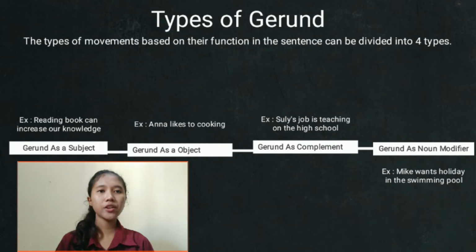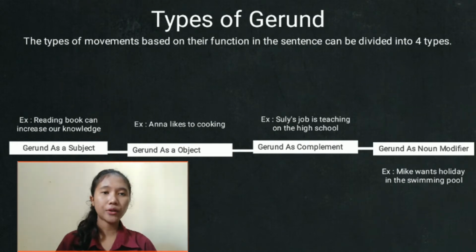The third is gerund as complement. Gerund can also function as a subject complement. A subject complement is a noun that follows a linking verb. You know linking verb? Linking verb is a form of the verb to be, such as am, are, is, was, and were. For example, Suli's job is teaching at the high school. From the sentence, we know that is is a linking verb, and teaching is a gerund.